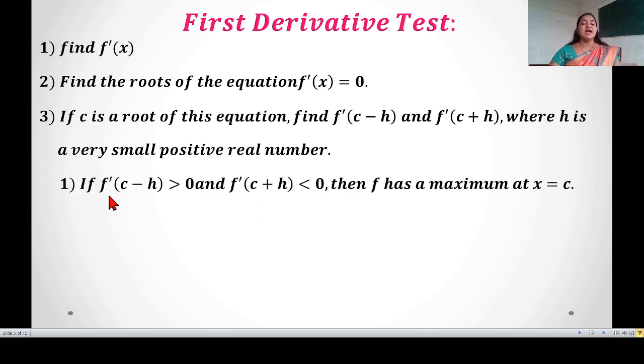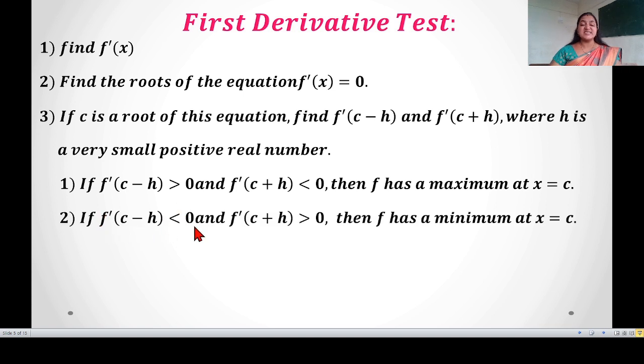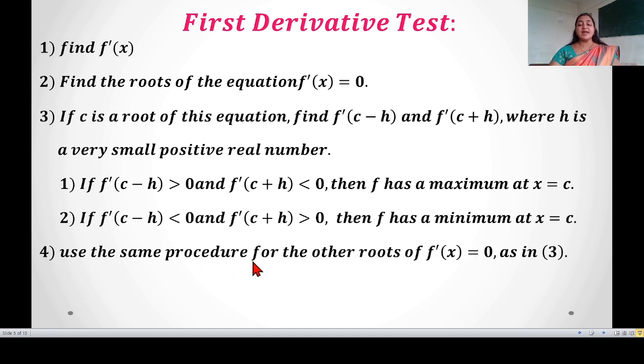Now, if f dash of c minus h is greater than 0 and f dash of c plus h is less than 0, then f has a maximum at x equal to c. Second, if f dash of c minus h is less than 0 and f dash of c plus h is greater than 0, then f has a minimum at x equal to c. Means when you find these two terms, we check whether each is greater than or less than 0. If the first is positive and the second negative, f has a maximum at x equal to c, and if the first is negative and the second positive, f has a minimum at x equal to c. Fourth step, use the same procedure for the other roots of f dash of x equal to 0, as in step 3. So this is our first derivative test.